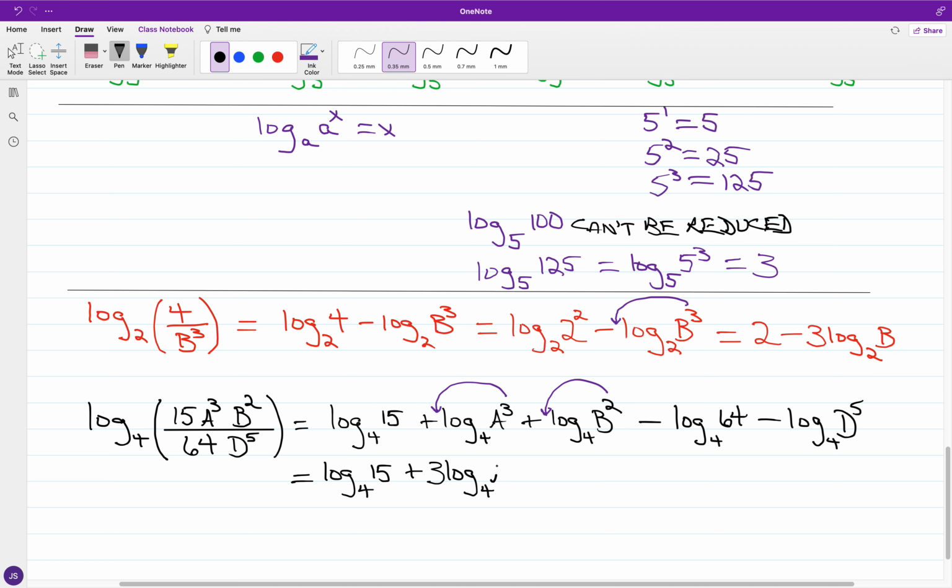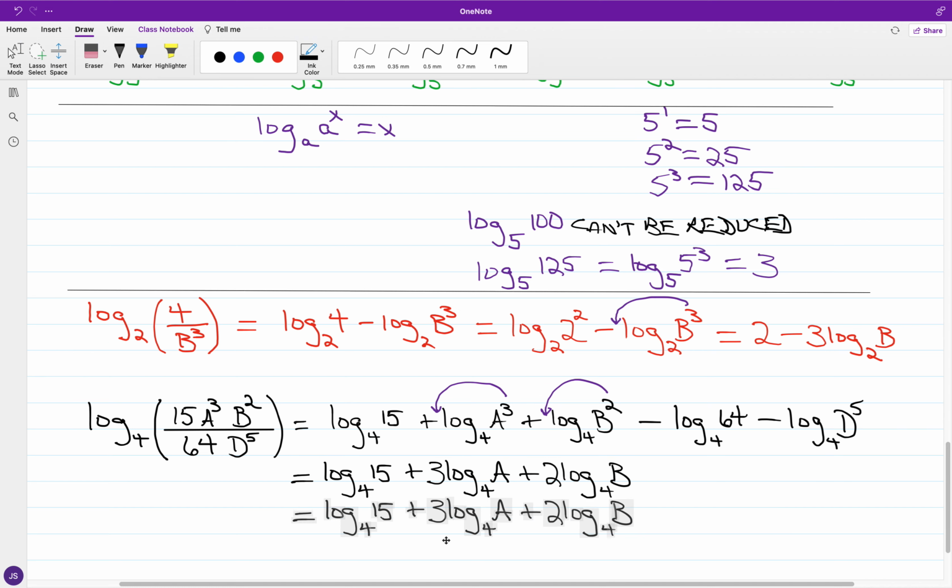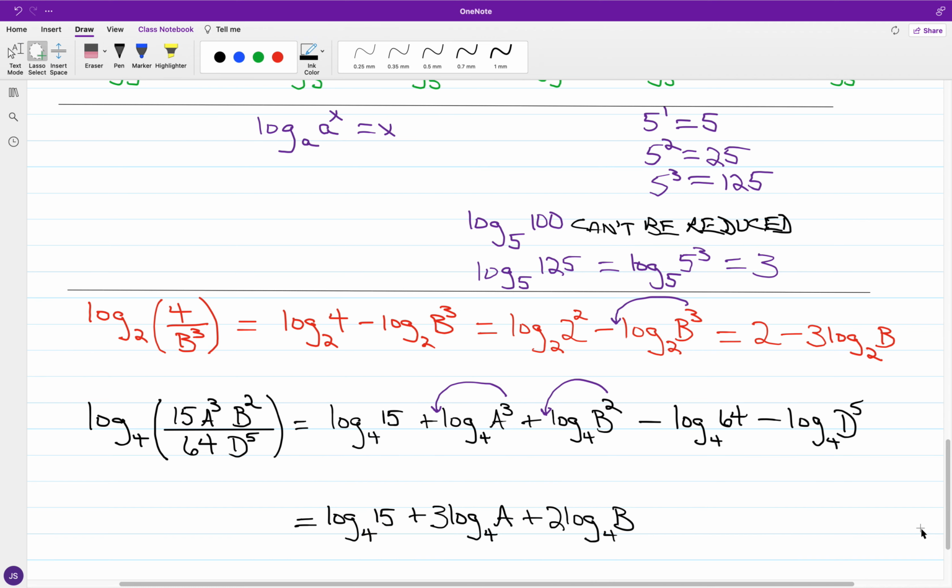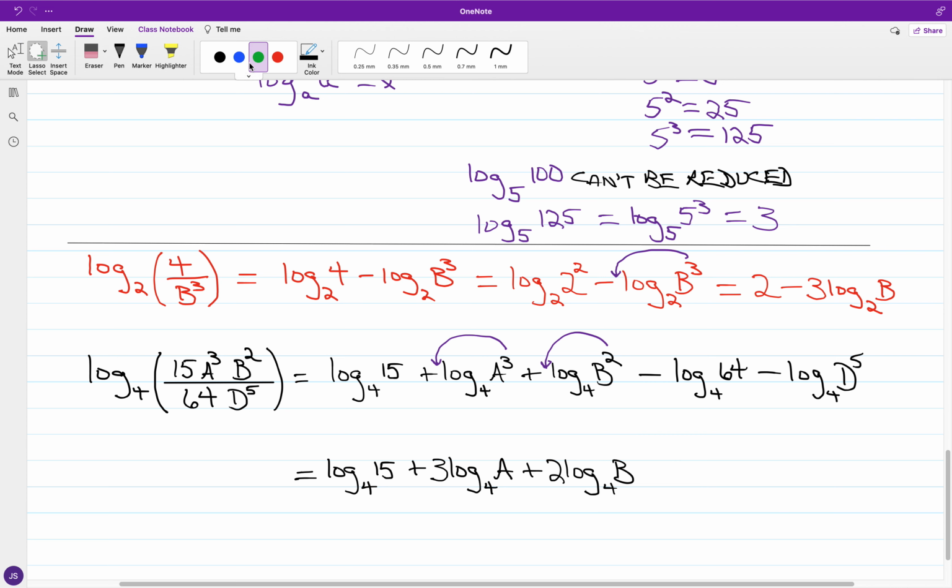So 3 times the base 4 logarithm of a, plus 2 times the base 4 logarithm of b. Now I'm just going to bring this on down just a little. Now for the base 4 logarithm of 64, this expression can be reduced.